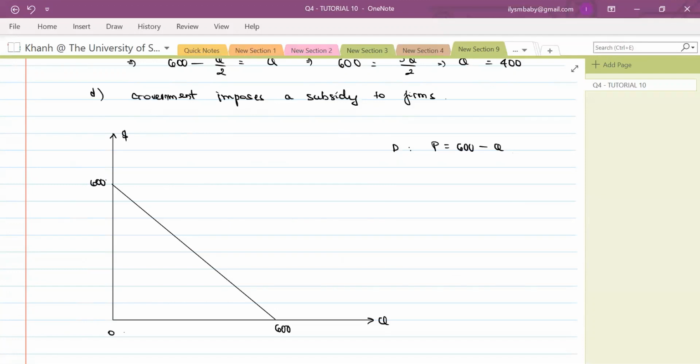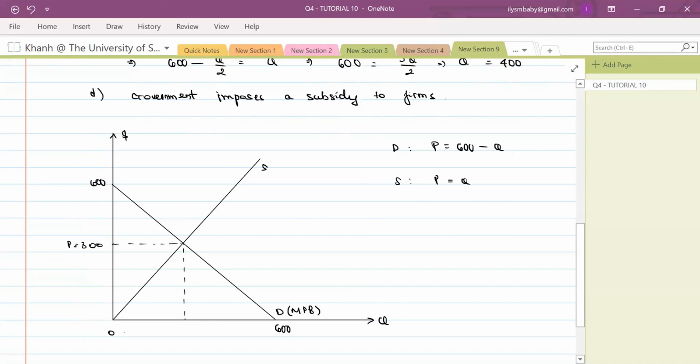And the supply curve is just P equal to Q, and so that is again going to be a straight line going through the origin with a slope of 1. So it's going to be like this. This is the supply, and this is the demand, which is the marginal private benefit. Supply is P equal to Q. All right, so this is the competitive equilibrium without taking into account any positive externality. So equilibrium is where the price is equal to 300 and the quantity is equal to 300.